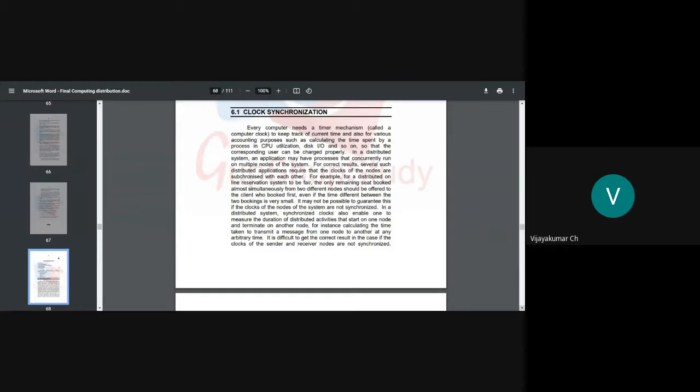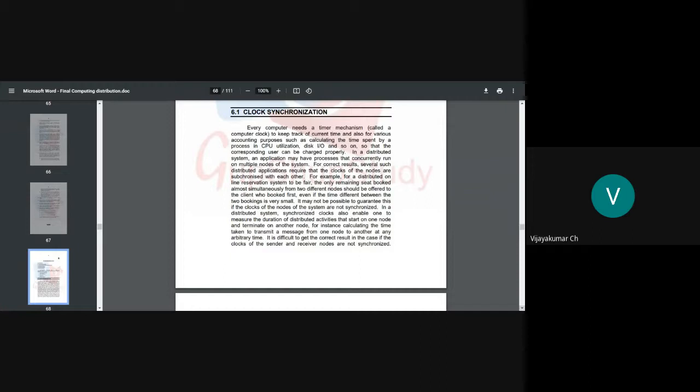So why are these computer clocks needed in a computer? To keep a view on current time and for accounting purposes, like calculating the time used by the processor, disk input output operations, like that. So the corresponding user can be charged properly.